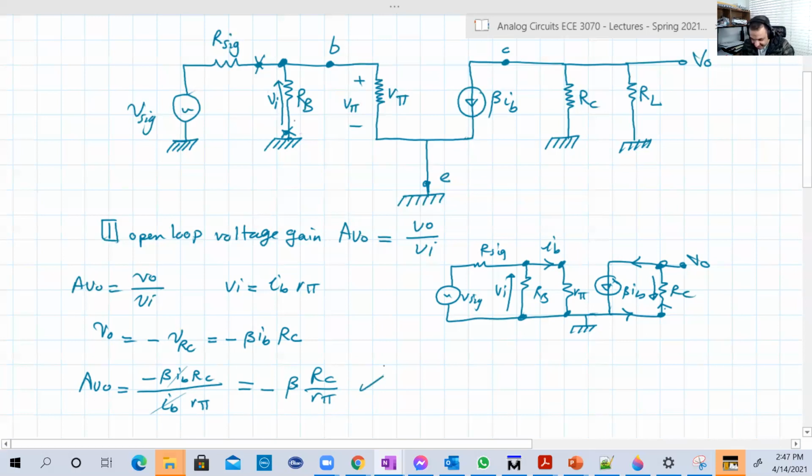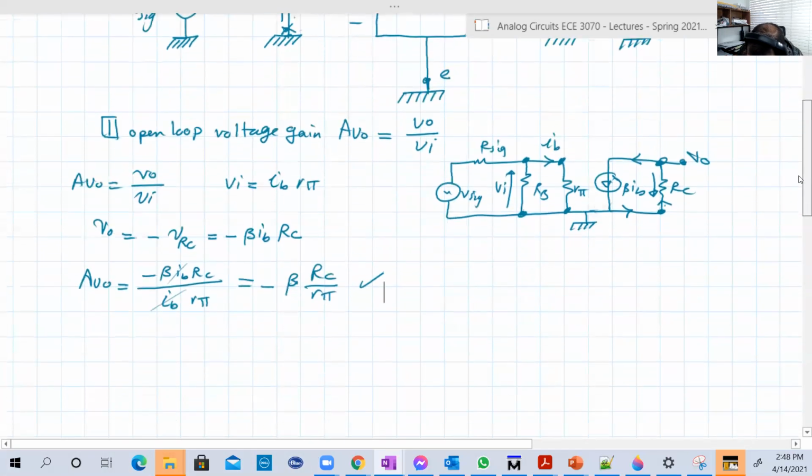Why? It's a function of the circuit parameters and the transistor parameter. RC is known, RBI is known, and beta, of course, is known as well. That's basically the open loop voltage gain.